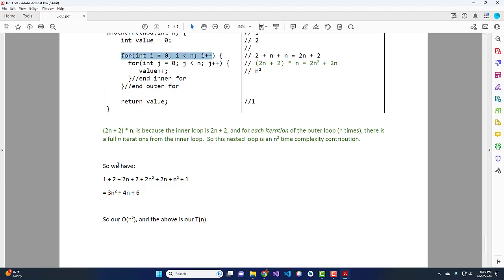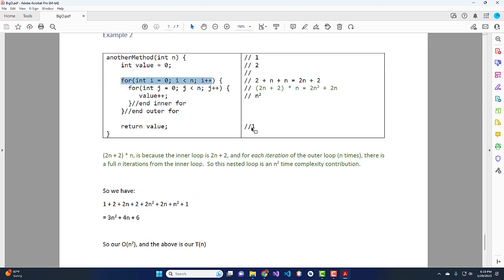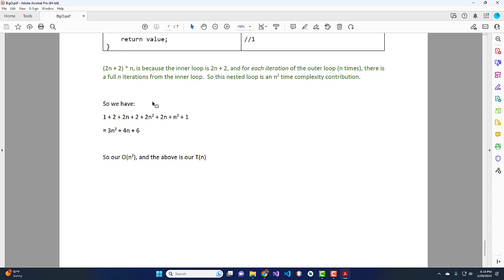Now, we would then add up all these terms here. You have 1 plus 2 plus 2n plus 2 plus 2n squared, and so on, and then I put it in descending order of the power of the term, and I end up with 3n squared plus 4n plus 6. So we would say that this is a big O of n squared algorithm. So that is our big O. I don't think this sentence is written very well, but our big O is n squared, and the above is our T of n. This is our T of n right there.